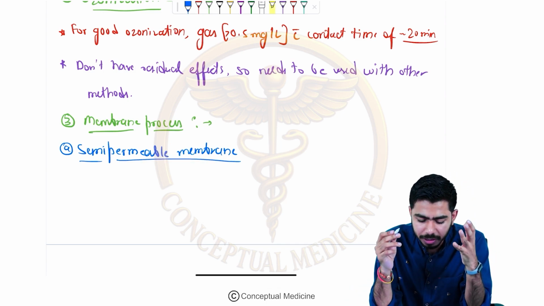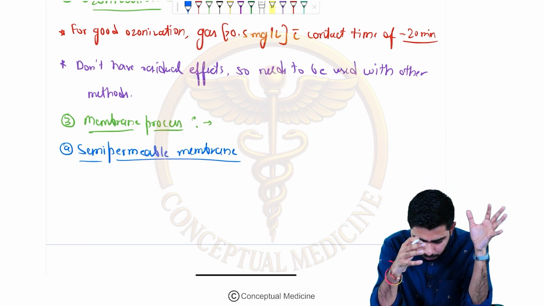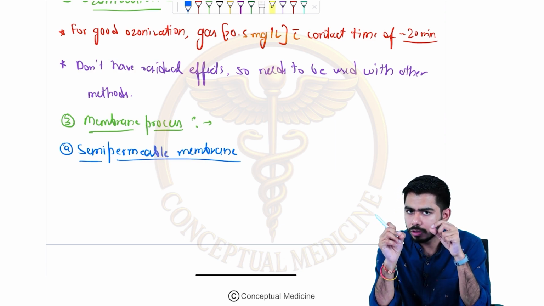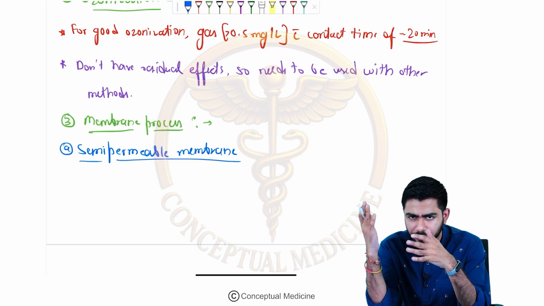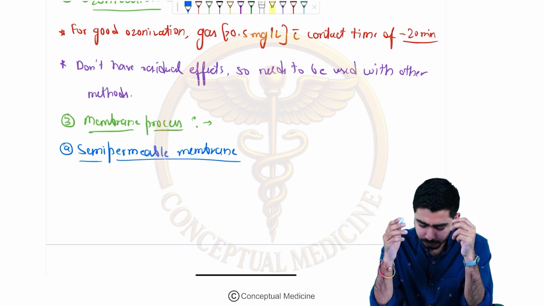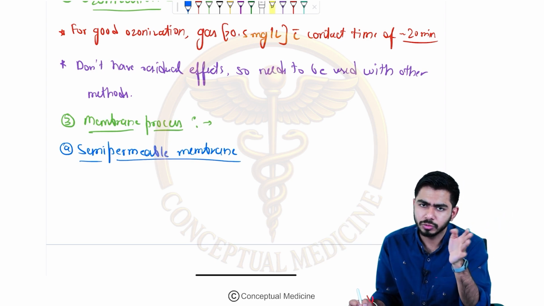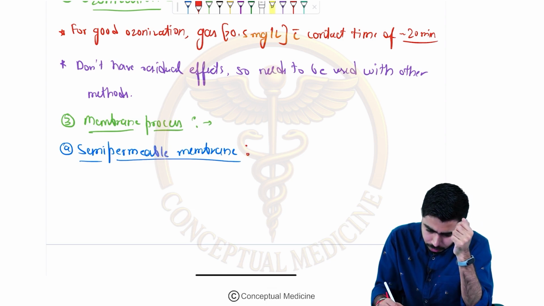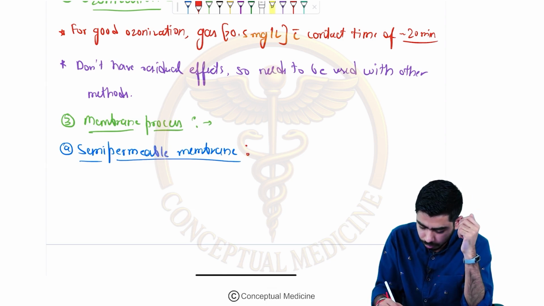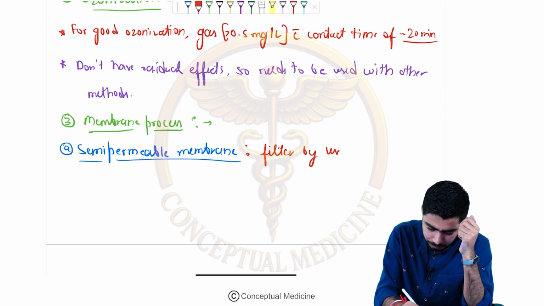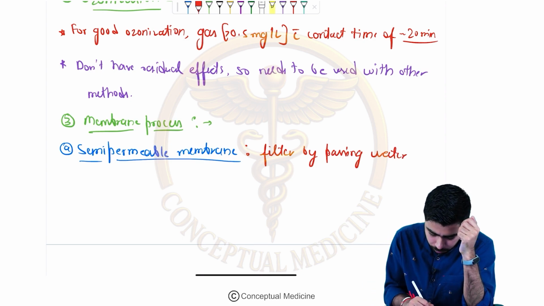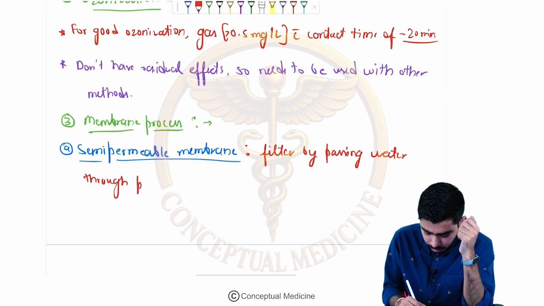Semi-permeable membrane, we have been reading about it from our childhood, from the 8th and 9th class. The semi-permeable membrane is used to filter: the water passes through very, very small pores. So it does the filtration process, filtering the water by passing it through the pores.